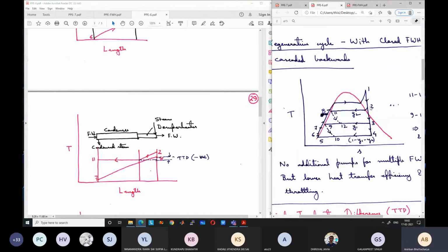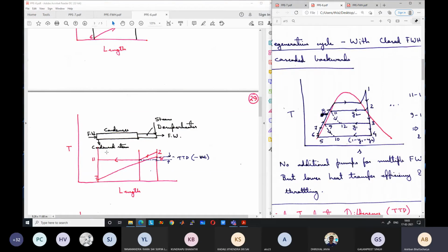So the temperature looks like this. It is at state 2, which is higher than 11. It flows along the line in a backward direction because it's a counter flow heat exchanger, and it goes to temperature T11, the saturation temperature. From here, because it is already a saturated vapor, it is now condensed to saturated liquid at T11 temperature. So this is the temperature path of the steam in the feed water heater. Steam enters from here, its temperature decreases to saturation temperature, and that temperature remains constant, but the state changes from vapor to liquid.